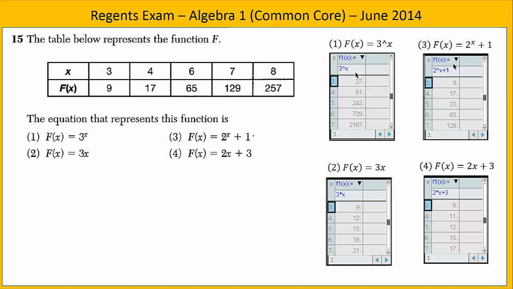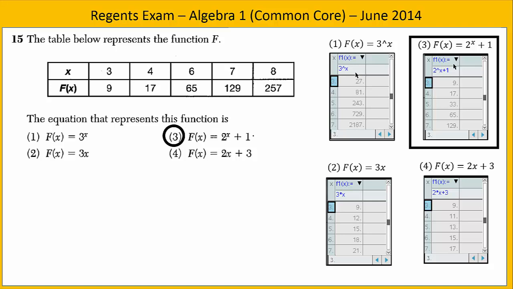Which table of values matches the table given in the problem? When we look closely, we see that the table for function 3, f of x equals 2 to the x plus 1, matches the table given in the problem, which means the answer to this problem is choice 3.